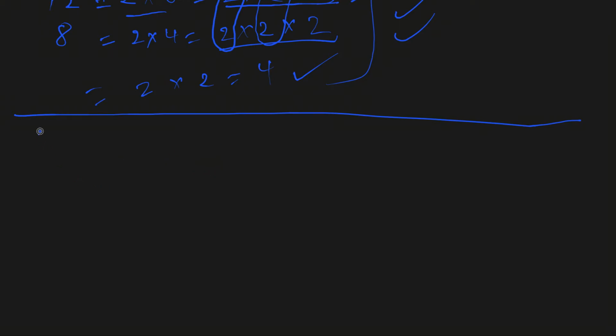So let's say we have 12 and 30. Way one is writing down all the factors. 12 is divisible by 1, 2, 3, 4, 6, and then 12 itself. Same for 30: 1, 2, 3, 5, 6, 10, 15, and then 30.